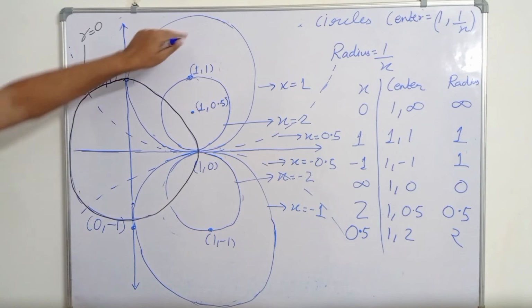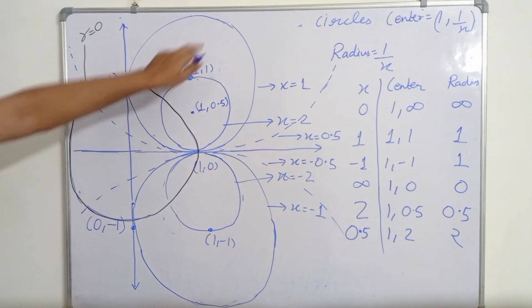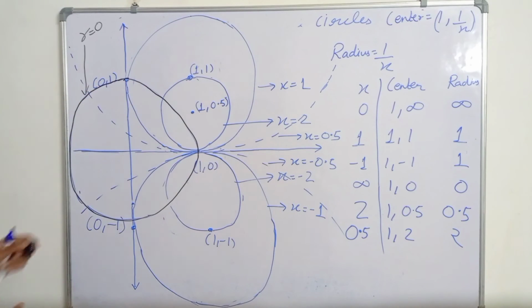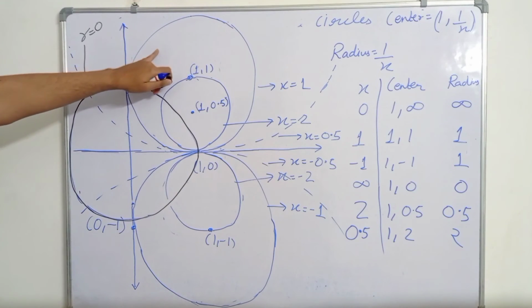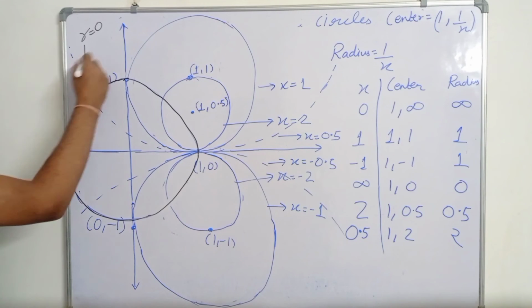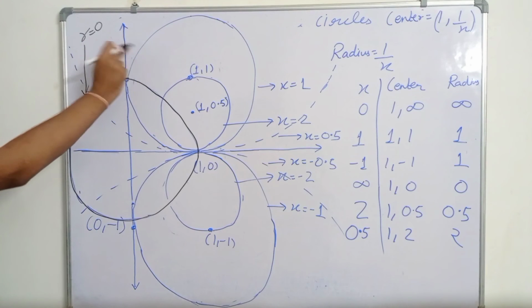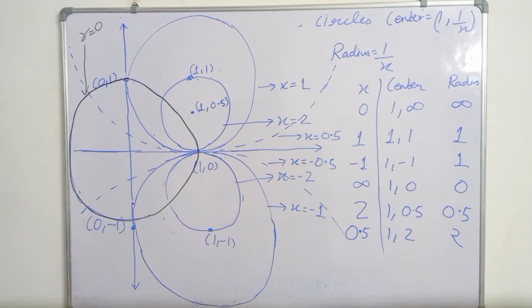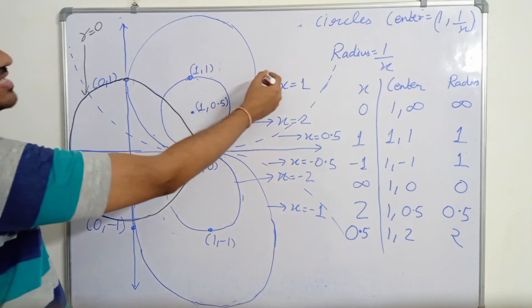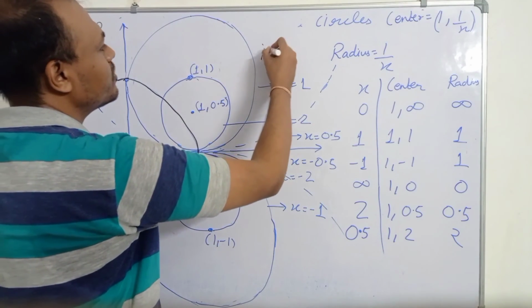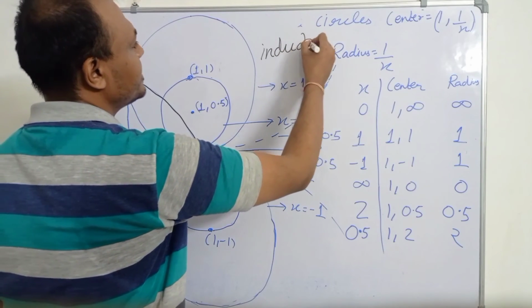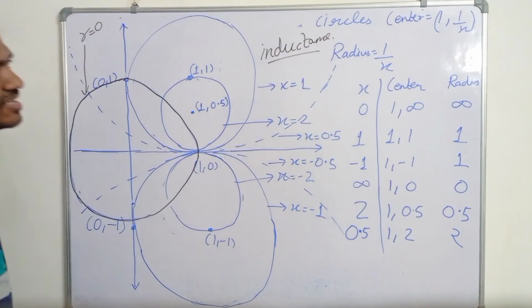Now if you see here, these circles which lie in the first quadrant or the second quadrant are for positive values of x. So what these denote is inductance, because for these circles the value of x is positive. These denote inductance or inductive load.